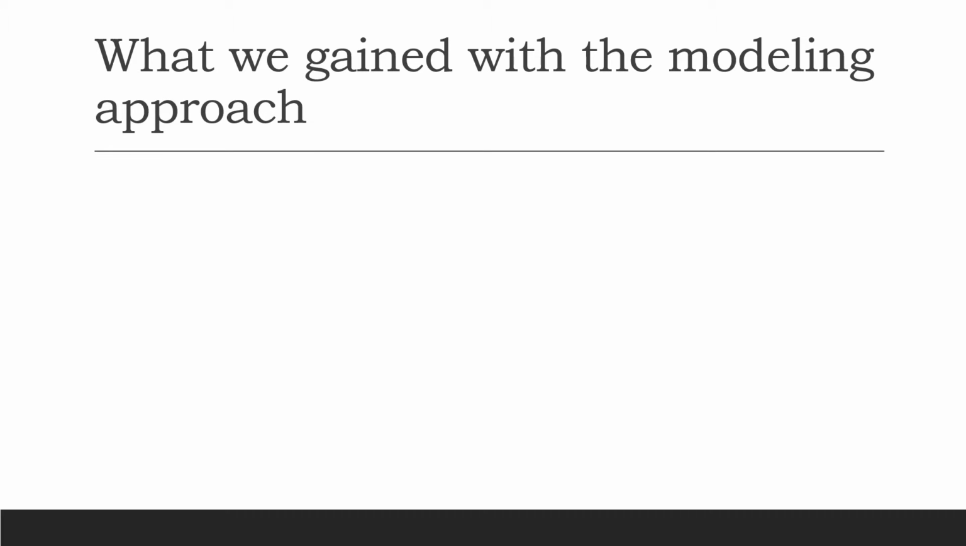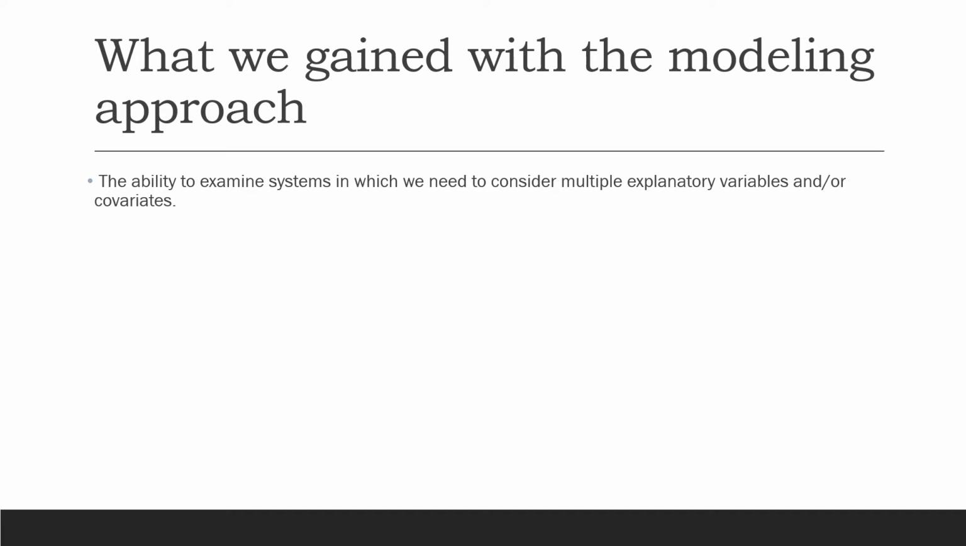Some of the things that I think we gained by using the modeling approach were the ability to examine systems in which we need to consider multiple explanatory variables and/or covariates that might be acting as confounding variables. In a traditional course, you really only get to look at, at an introductory level, relationships between two variables at a time. This approach allowed us to look at relationships that were more complex.